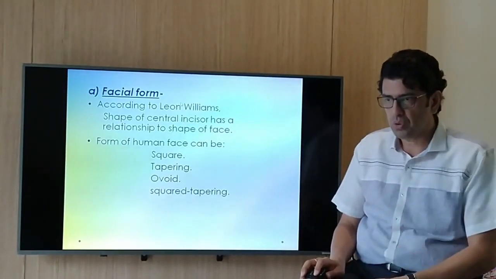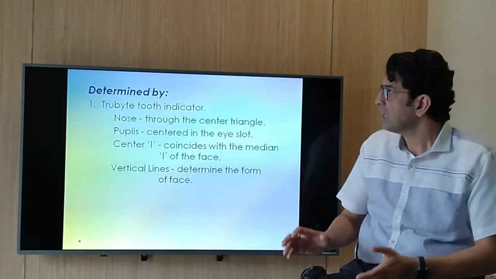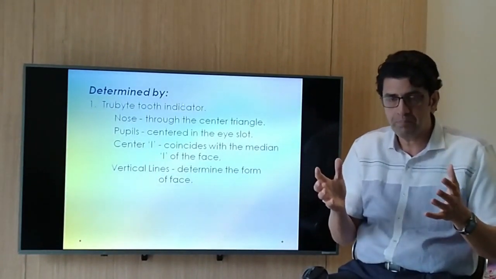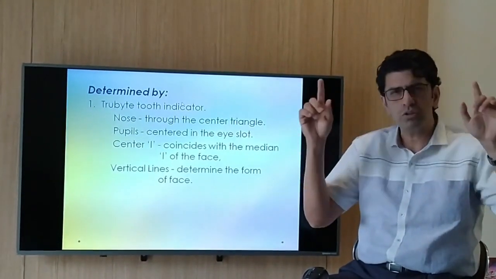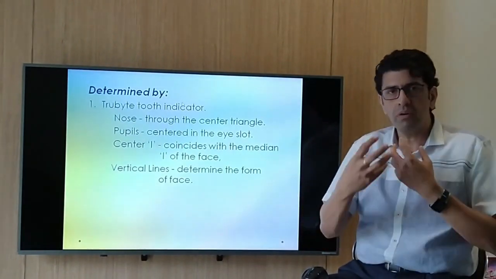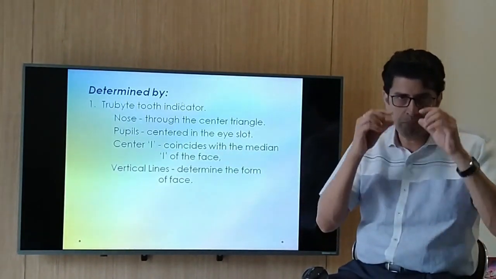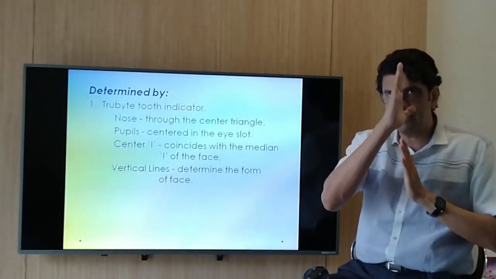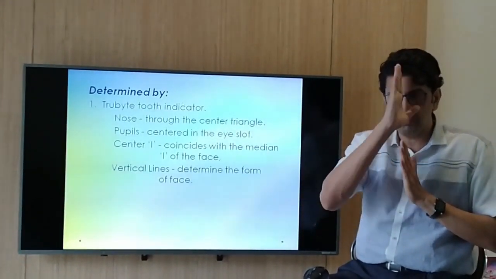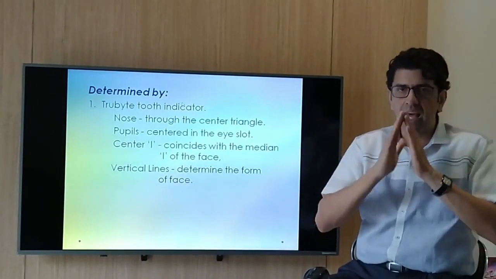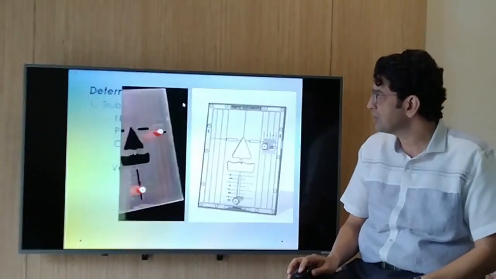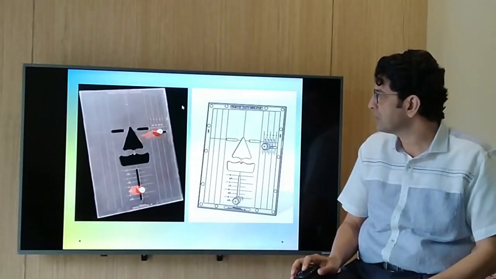With these 4 forms, he used what was called a true bite tooth indicator, and the indicator is basically a sort of a template. I'll show you a picture where there's a hole for the nose, an eye slot for the eyes, and there's a central marking to coincide with the median of the face, and there were vertical lines to determine the form of the face. So this is how the true bite tooth indicator looked like.